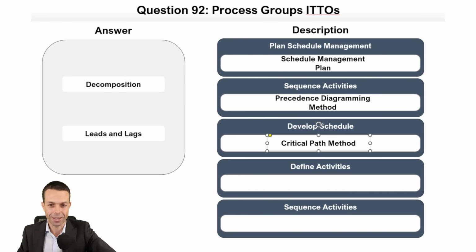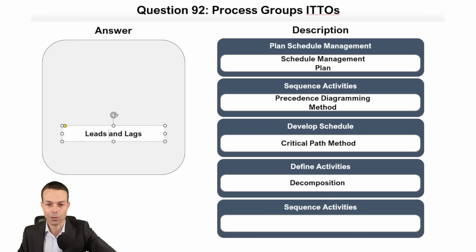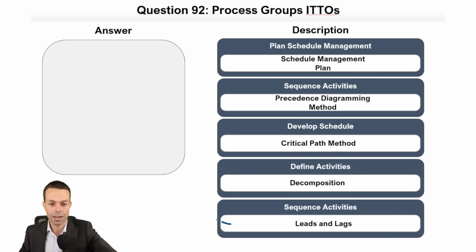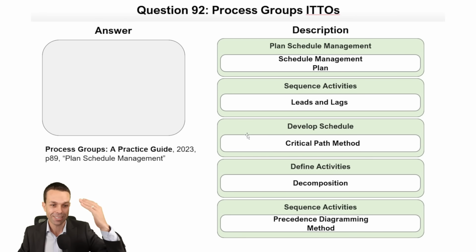Gosh, this is actually pretty hard. Defining the activities, we're going to use decomposition because we're taking our scope and decomposing it into the activities. And I thought that was strange. We've got 2 sequence activities. So leads and lags can be used here at the same time as our precedence diagramming method in sequence activities. That's why I thought it was strange. Let's double check and make sure that we got that correct. Well, the other way around, but both of them were for sequence activities. So thank goodness, that was pretty good.